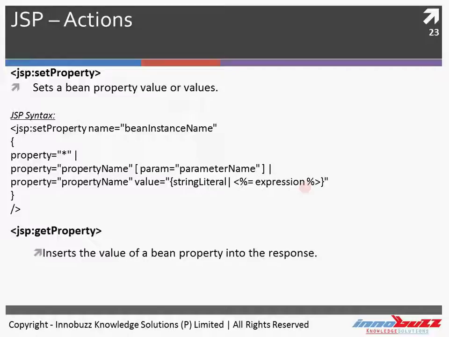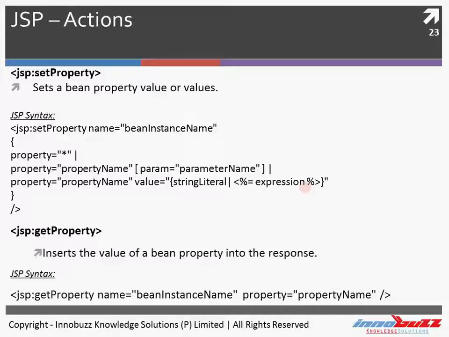Next is getProperty. This is just to get the value using the getter methods in your Java class. So here you can get the values of those properties using getProperty. It inserts the value of the bean property into the response. getProperty again has name equal to bean instance, because these get and set property actions work with the useBean action. So the same bean instance created by the useBean action will be used in these two actions, with name equal to bean instance name and then property, whichever property name you have defined in your Java class.